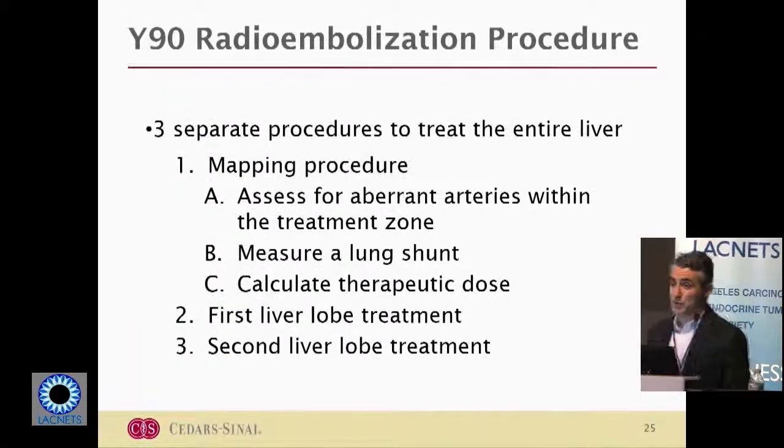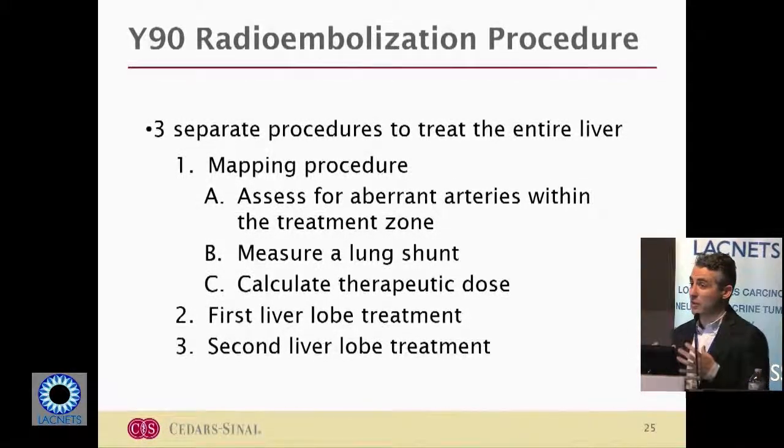So how does the procedure work? It's actually split up into 3 different procedures if you're treating the whole liver. We start with what we call the mapping procedure. And during the mapping procedure, we inject contrast into the liver. We map the arteries. We look for arteries that come off of the liver arteries and may go to bowel, because we don't want any radiation getting into those arteries and irradiating the bowel. So if we see those aberrant arteries, we'll block them.